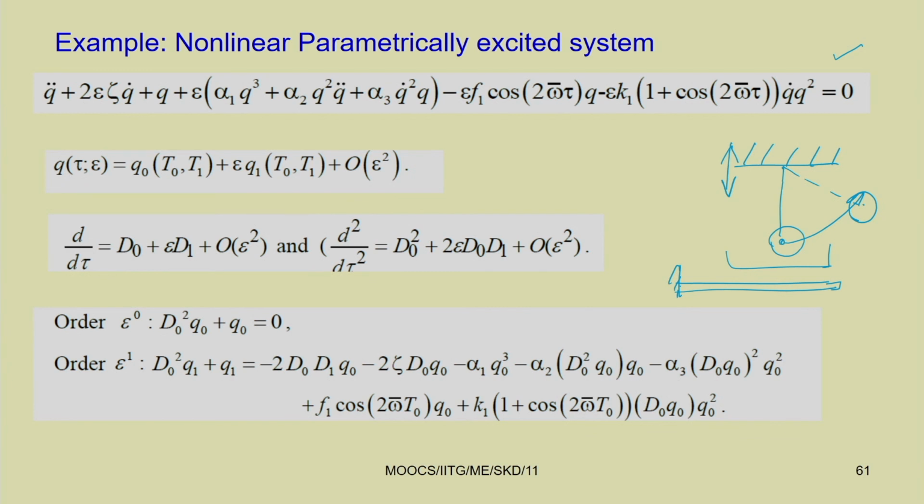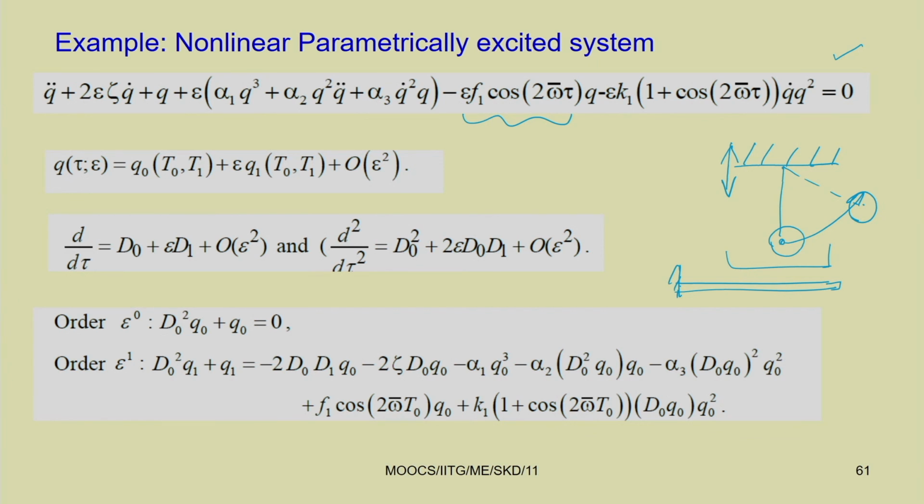That is q double dot plus 2 epsilon zeta q dot plus q plus epsilon into alpha 1 q cube plus alpha 2 q square q double dot plus alpha 3 q dot square q minus epsilon f1 cos 2 omega bar tau into q cube, minus epsilon k1 into 1 plus cos 2 omega bar tau into q dot q square.